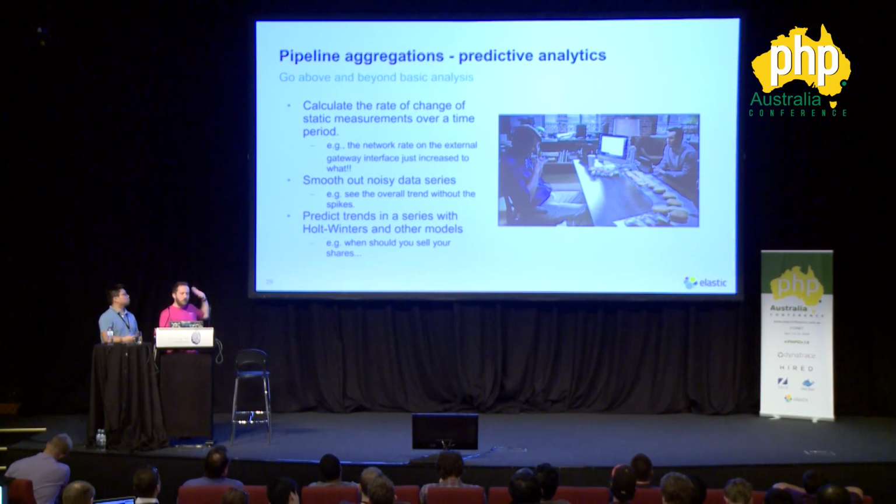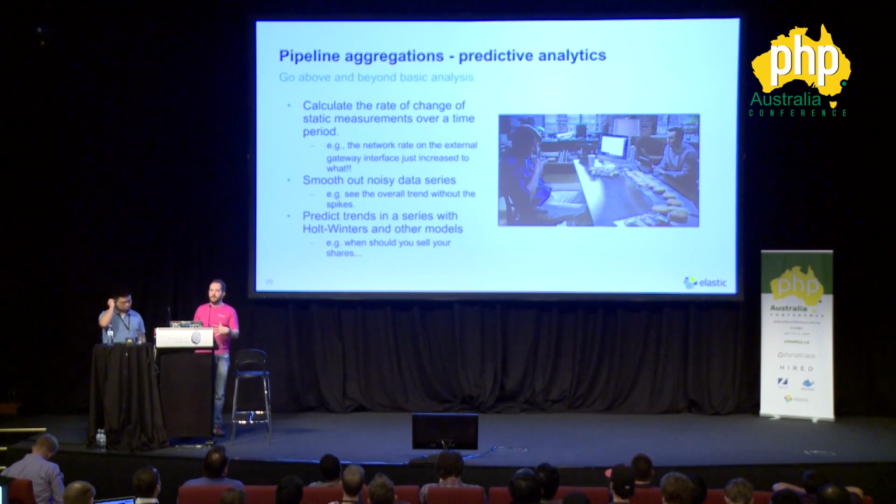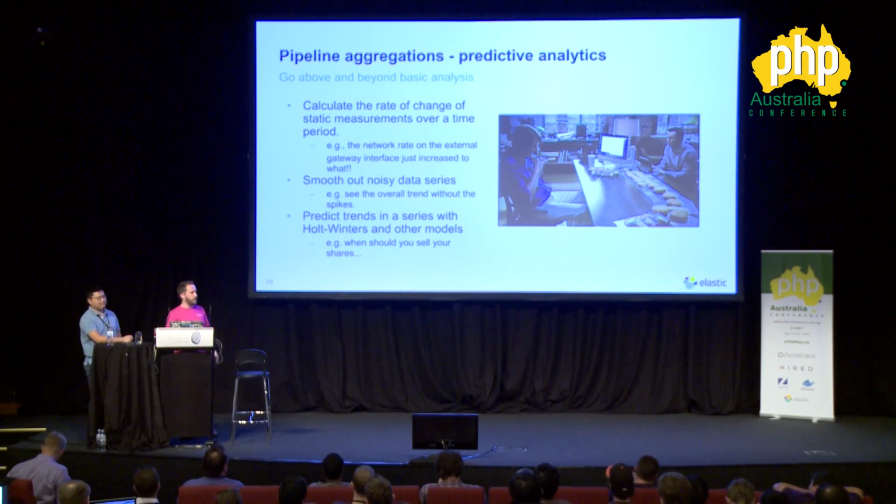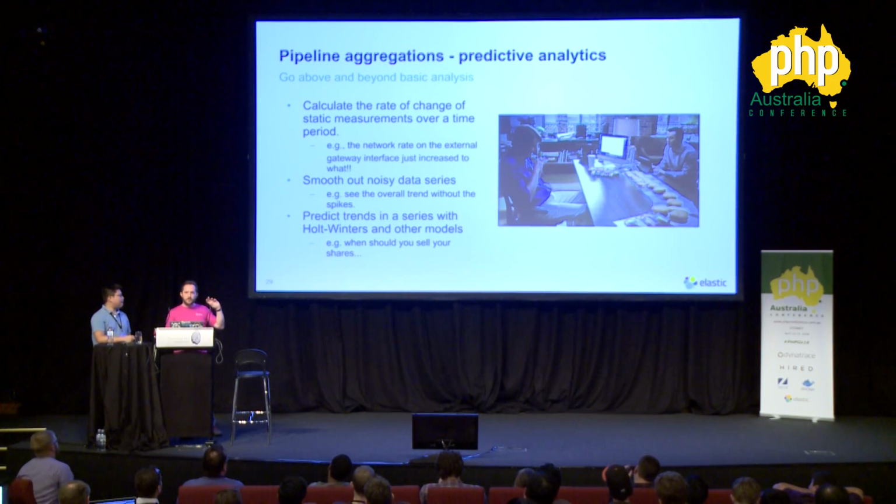The other thing is a little bit of prediction, using something like a Holt-Winters model to predict a trend. So, you know, when I should sell my shares in Elasticsearch and that kind of thing. So you can do a little bit of prediction in there. These pipeline aggregations are a really powerful way of analyzing, smoothing or filtering your data.